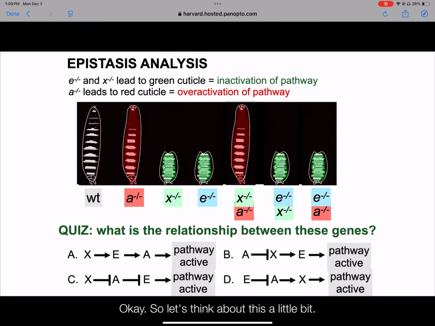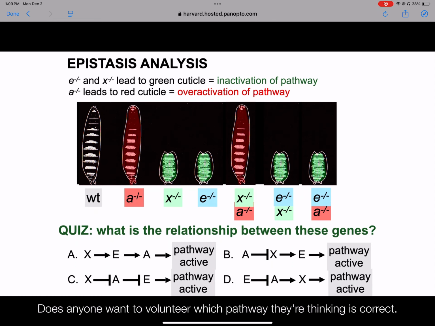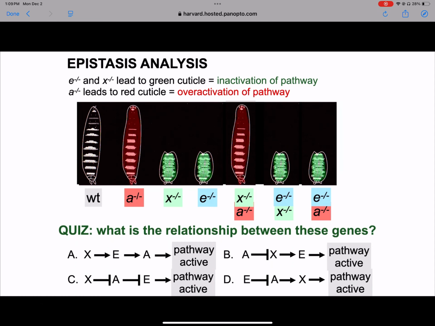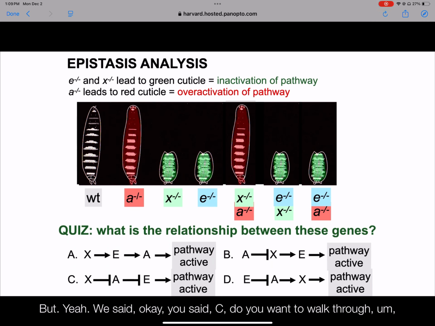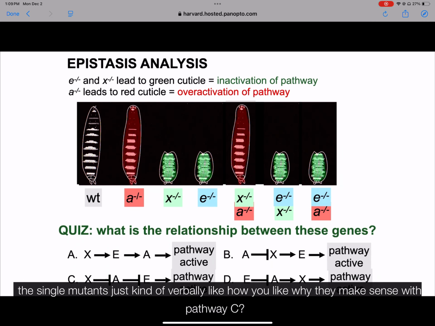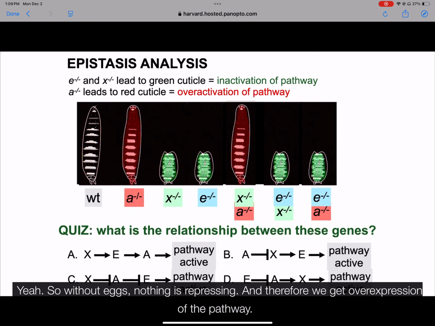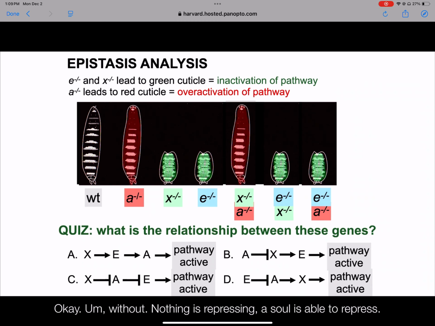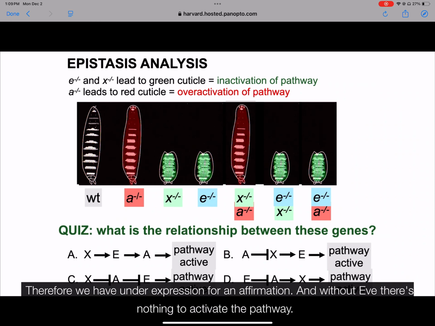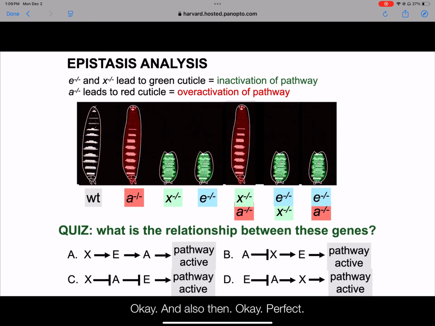Okay, so let's think about this a little bit. Does anyone want to volunteer which pathway they're thinking is correct? We said C. Okay, you said C. Do you want to walk through the single mutants, just verbally, and why they make sense with pathway C? Without A, nothing is repressing E, and therefore we get overexpression of the pathway. Without X, nothing is repressing A, so A is able to repress E, and therefore we have underexpression or inactivation. And without E, there's nothing to activate the pathway at all, so then we just have under.